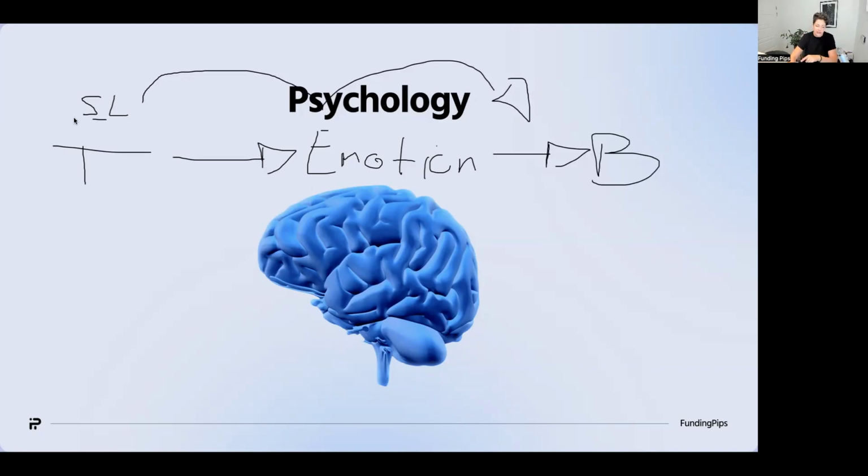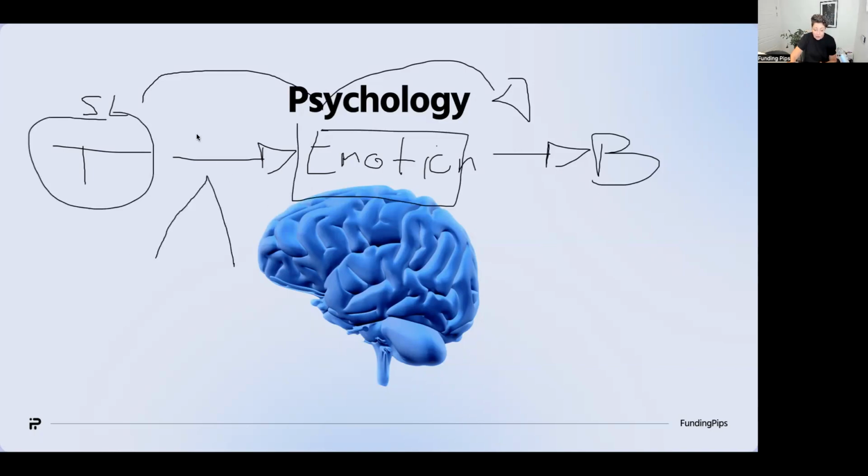However, in between the trigger and the emotion, there is a very important process that comes into play, and that is your thoughts. And I'm going to put that as TH, your thoughts. And your thoughts are very interesting. Your thoughts split in between subconscious mind and conscious mind. Okay. Your subconscious mind is essentially your autopilot.